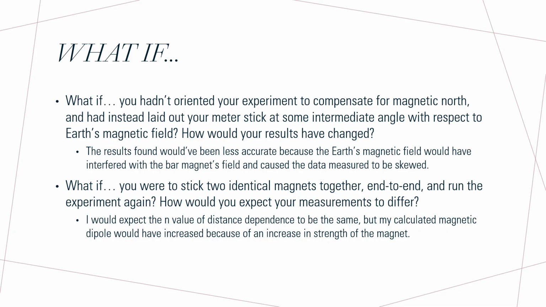What if you were to stick two identical magnets together end to end and run the experiment again? How would you expect your measurements to differ? In this scenario, we are just doubling the strength of the magnet, and we would expect the n value of distance dependence to be the same, but my calculated magnetic dipole would have increased because there's an increase in strength of the magnet. And so that's about how it would have affected our results and what values it would have changed.